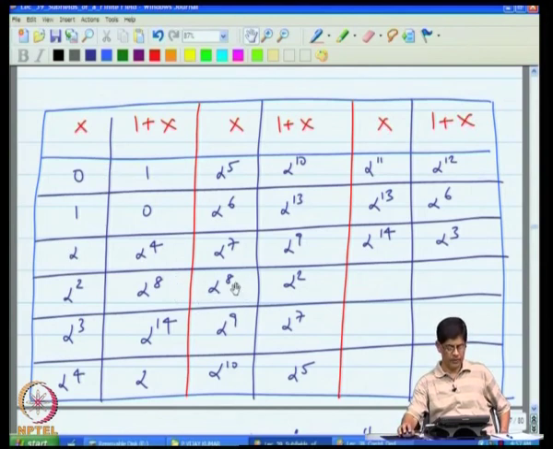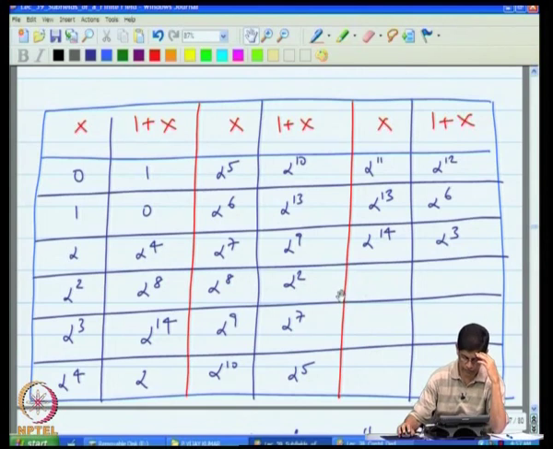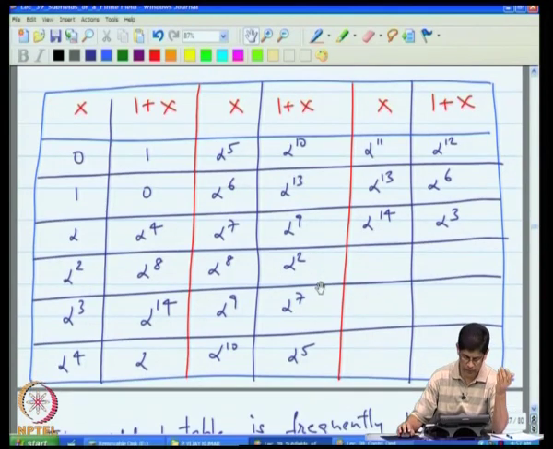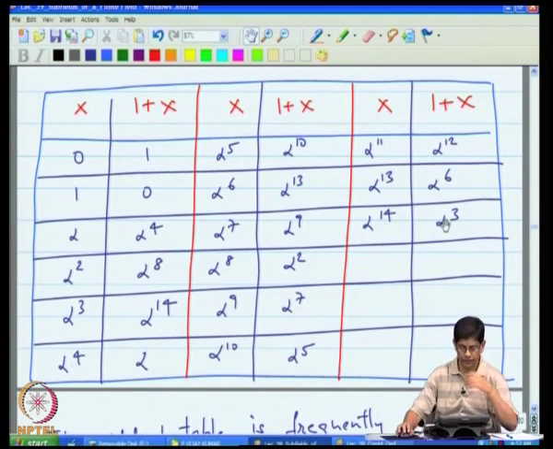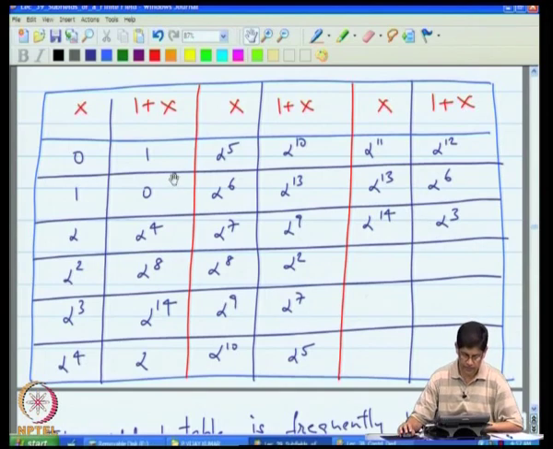If you take alpha to the 8 and add 1 to it, you will get alpha squared. So, similarly, alpha cubed plus 1 is alpha to the 14 and alpha to the 14 plus 1 is alpha cubed. Okay. So, there is that symmetry.